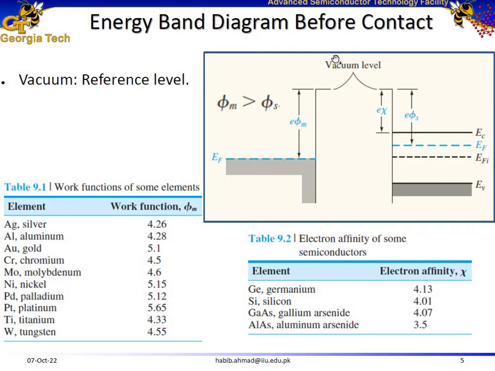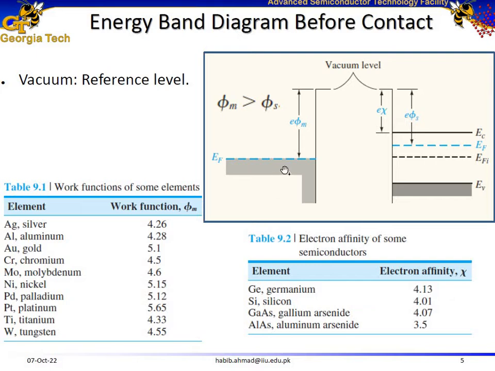Consider the energy band diagram of a metal semiconductor before making the contact. So here is our vacuum level. On the left side we have our metal with its Fermi energy level. Now about metals, we know that the conduction band and the valence band for a metal overlap with each other. So essentially the Fermi level is going to lie in the conduction and the valence band. This metal could be any material depending on the requirements. Here is a list of materials: silver, aluminum, gold, chromium, molybdenum, up to tungsten.